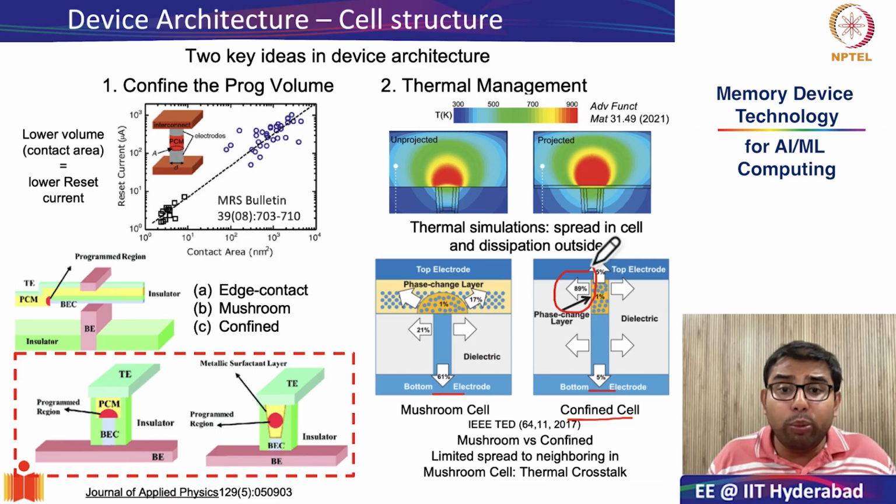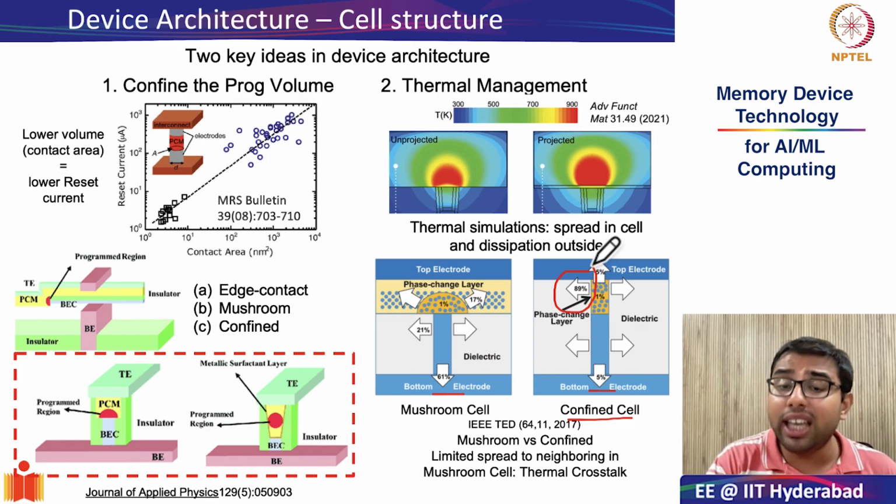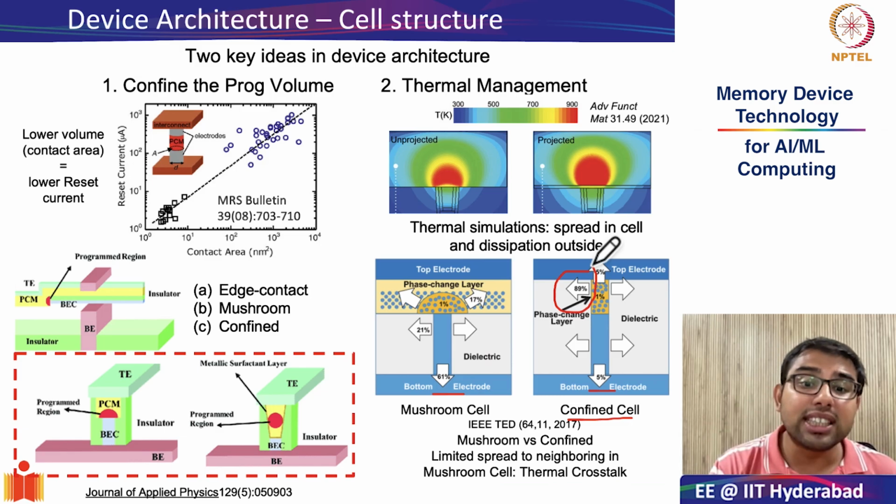Now, what is the problem if heat spreads into the neighboring areas? It will create a thermal disturb to your neighboring cells, and we will see that the problem of thermal disturb is one of the main reasons why it becomes very difficult to scale the PCRAM. So thermal management is a very important aspect of cell design in PCRAMs.